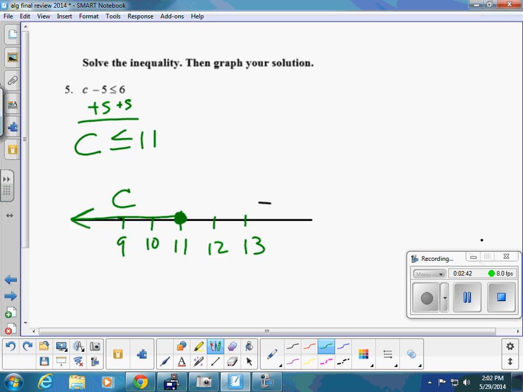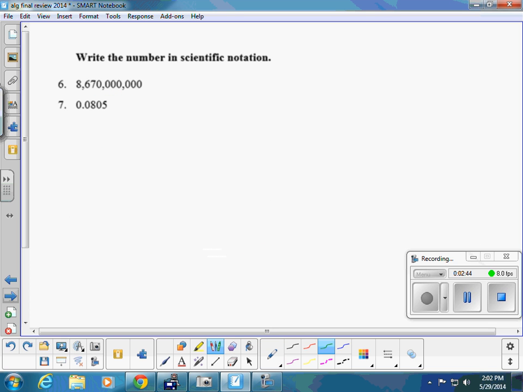Okay, moving on to number 6 and 7. This is scientific notation, so we want to have a single digit less than 10, a decimal, the rest of the number without the zeros, and then we're going to count 1, 2, 3, 4, 5, 6, 7, 8, 9 places we'd have to move that over, so we put 10 to the 9th. The next one is similar, except we're moving it the other way. We're going to go 1, 2 places backwards, so 8.05, and since we went backwards, it's to the minus 2.